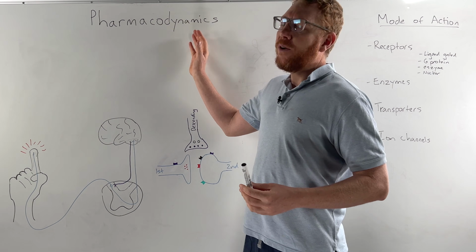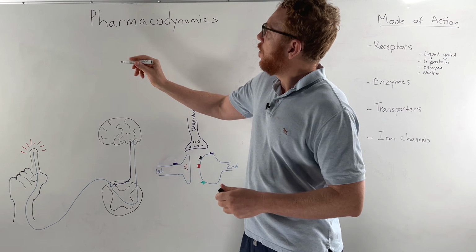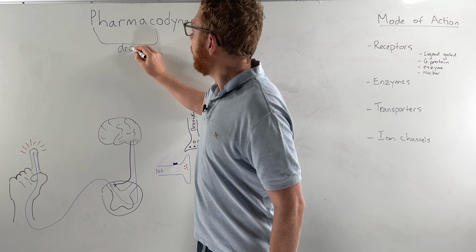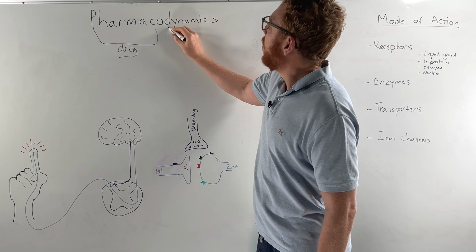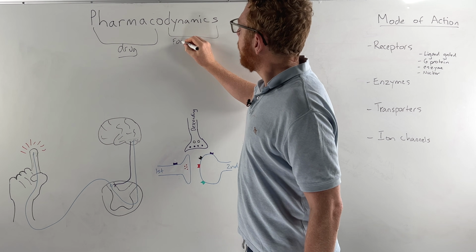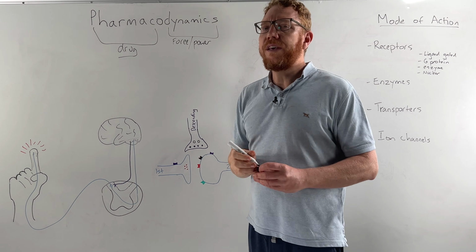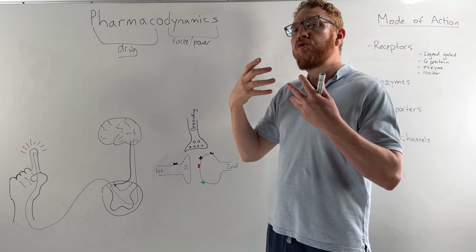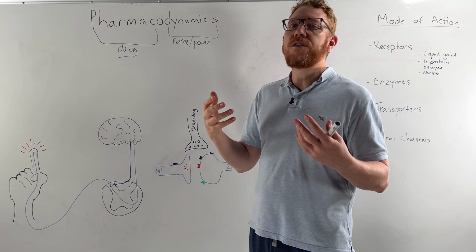It's a compound word, a bit like what we saw with pharmacokinetics. Pharmaco is the drug, the same as in pharmacokinetics, but the dynamics is the difference. Dynamics means force or power. So when we hear the term pharmacodynamics, we're referring to how the drug impacts the body, its power on the body, its force on the body.